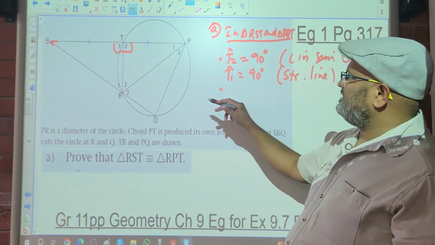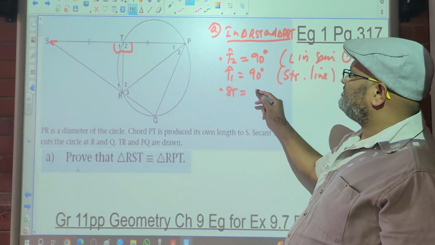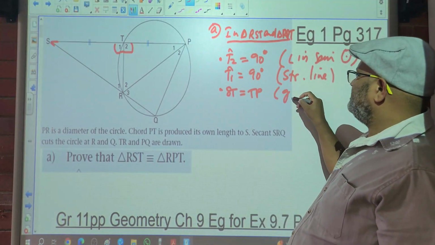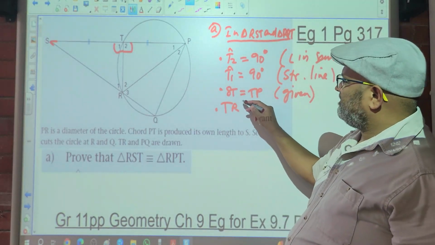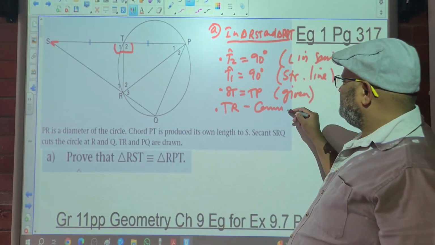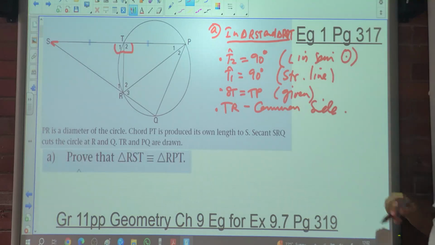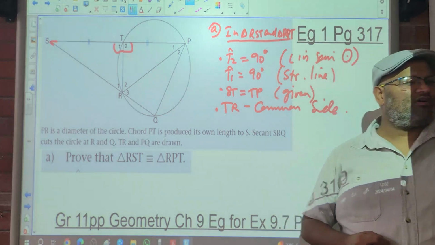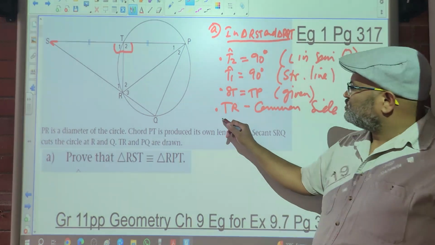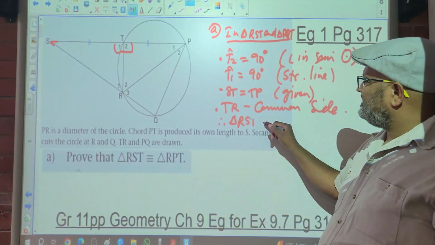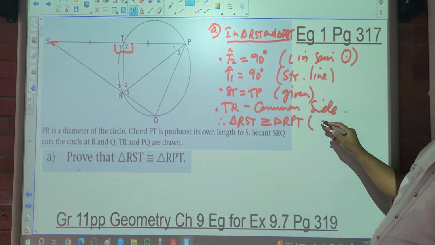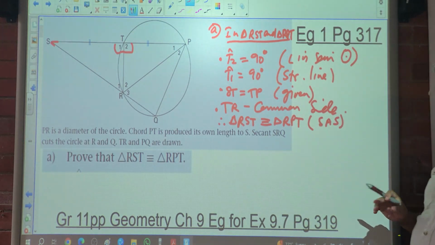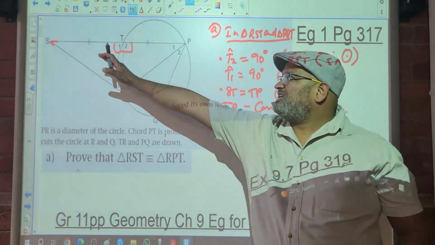Then we say, secondly, that ST is equal to TP. Why? Given. Then TR is a common side. It's either common side or common angle. Don't just write common. Okay. Is that enough to conclude congruency? So therefore triangle RST is congruent with triangle RPT. Why? Side, angle, side. So with that said, we have now proven that these triangles are congruent.